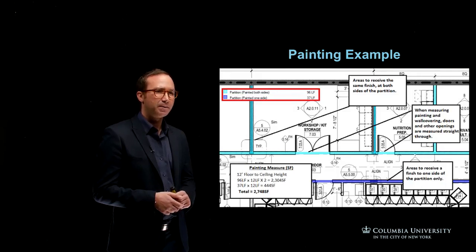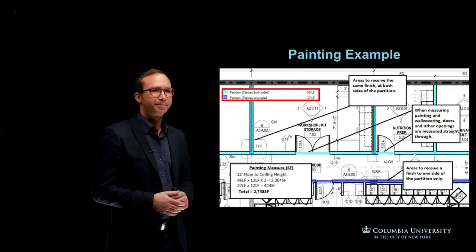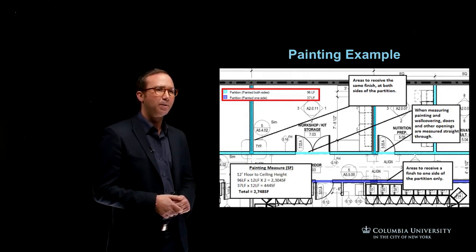Now we're doing both sides, so you can see here in the calculation it's 96 linear feet by 12 linear foot high by 2. Gives us a calculation of 2,304 square feet. It's that simple. Then we've got a partition that is going to be painted to just one side. Again, we've done the linear length, it's 37 linear foot by the height of 12 linear foot equals 444 square foot. So your total quantity for this particular takeoff for painting is now 2,748 square feet. It's that simple.